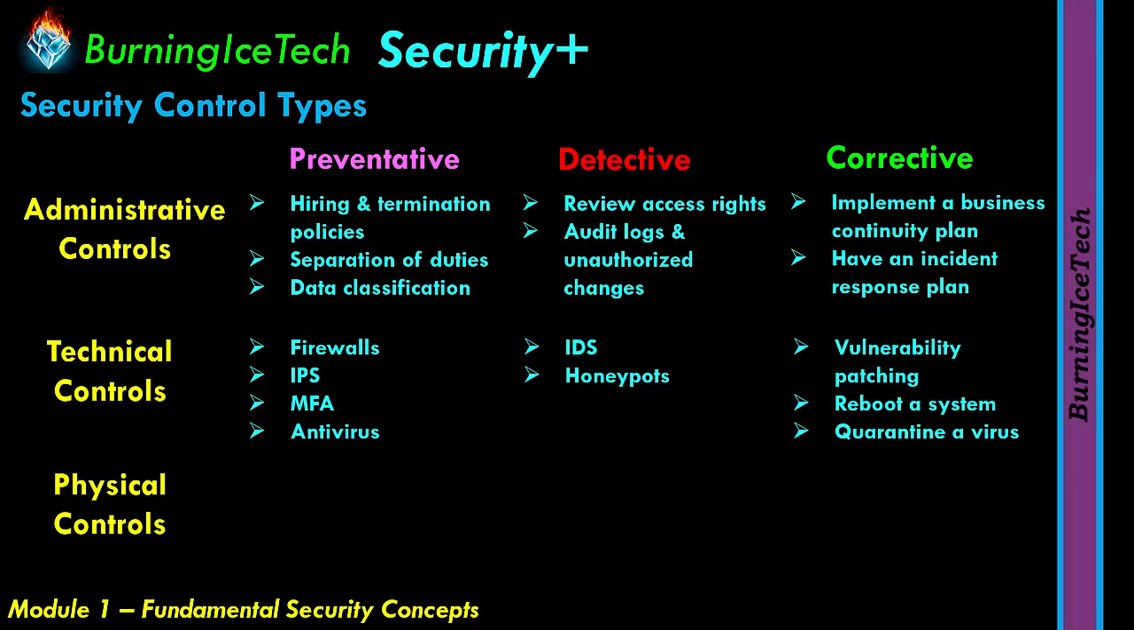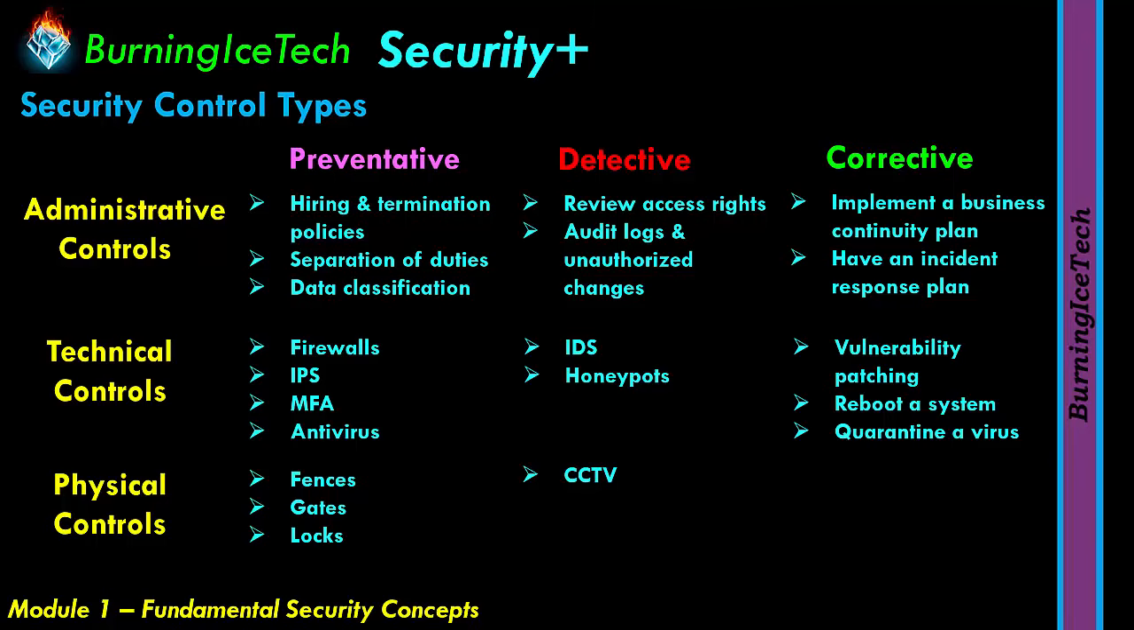And then the last main control type, guys, physical controls. So physical is usually things you can see and touch. So preventative would be things like a fence, a gate, a lock. I think you guys see where we're going with this. If we talk about detective, this will be things like CCTV, to detect if someone is up to something. It doesn't really prevent them, it's more to detect them.